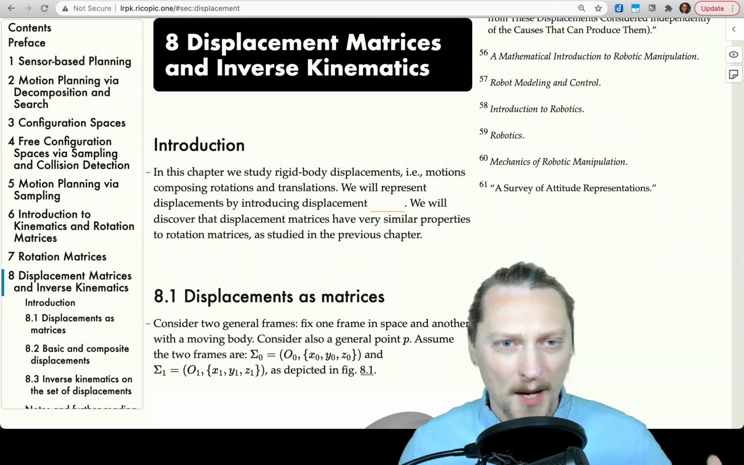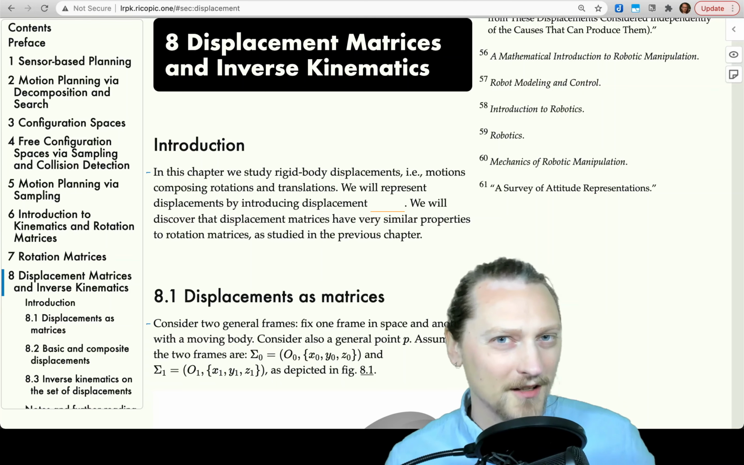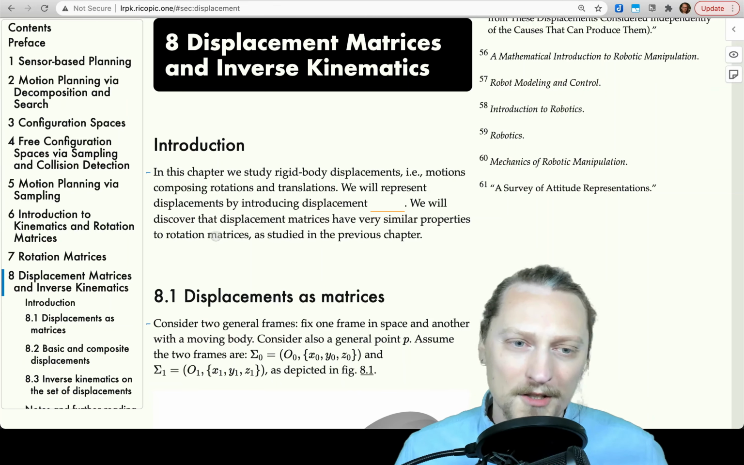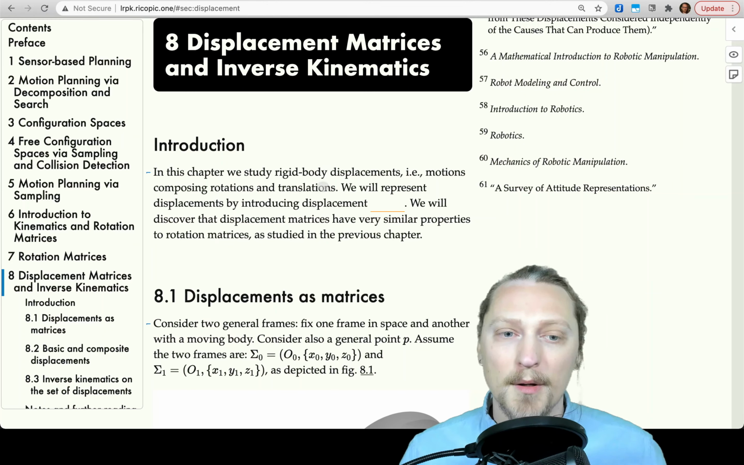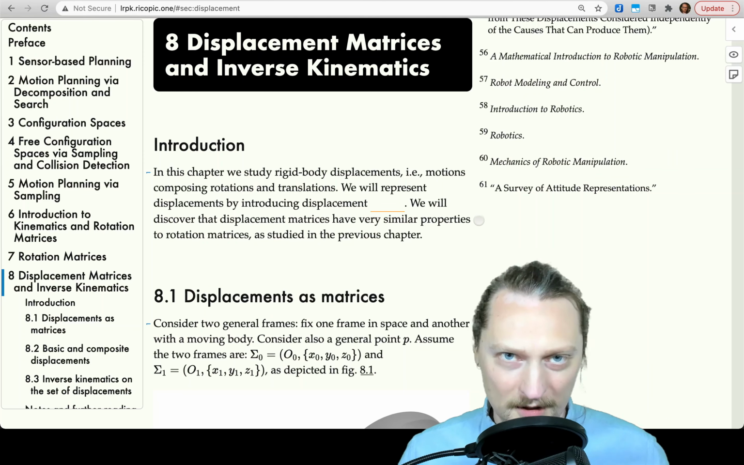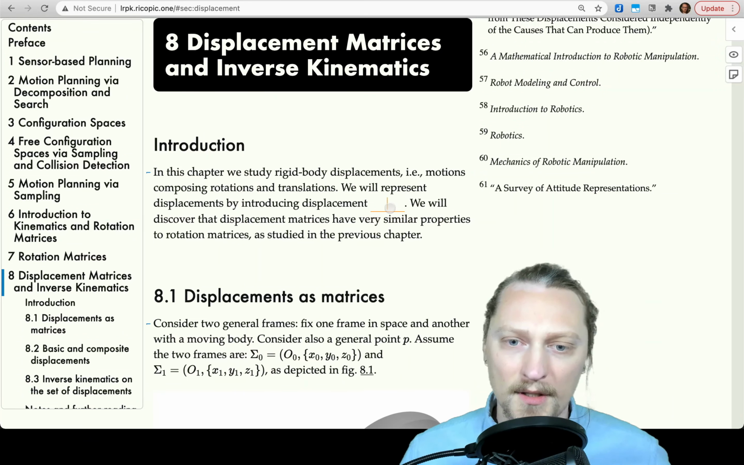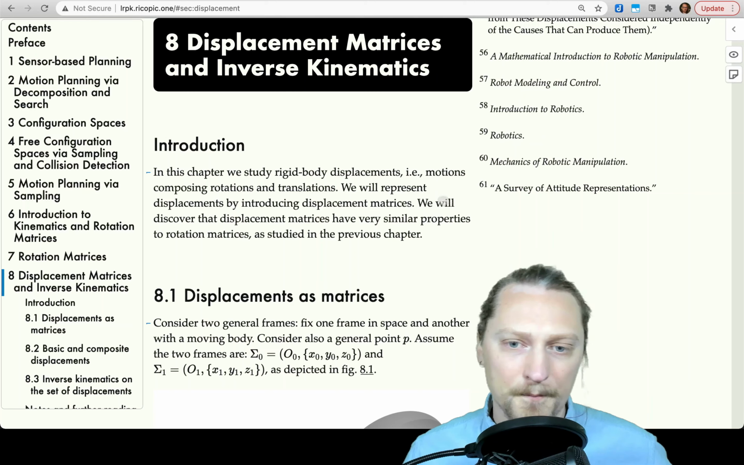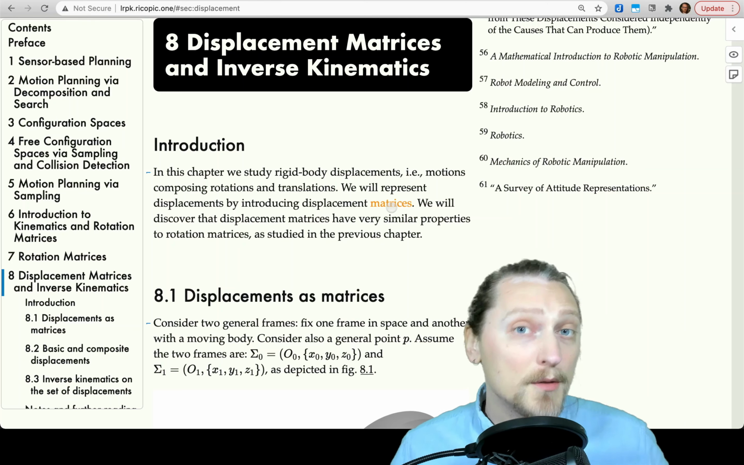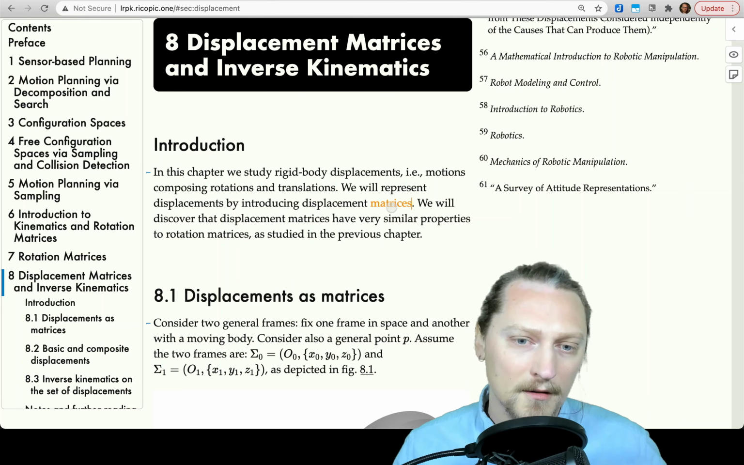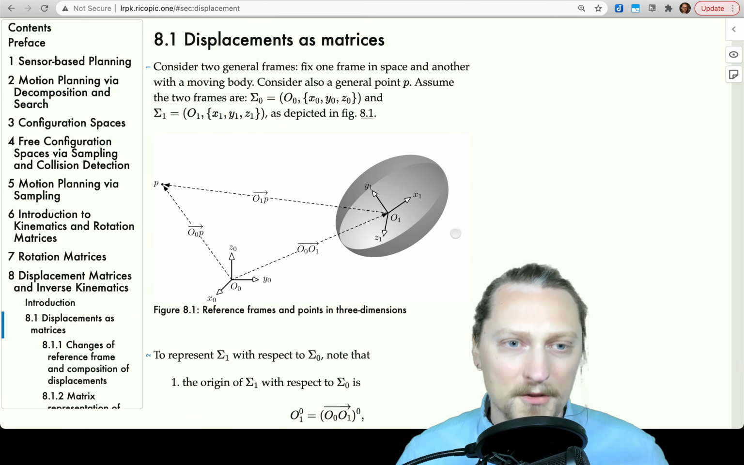All right, welcome to Chapter 8, Displacement Matrices and Inverse Kinematics. Things are starting to get fun. First, the introduction. In this chapter, we study rigid body displacements, i.e. motions composing rotations and translations together. We will represent displacements by introducing displacement matrices. We will discover that displacement matrices have very similar properties to rotation matrices from the previous chapter. So, let's jump right into 8.1, displacements as matrices.